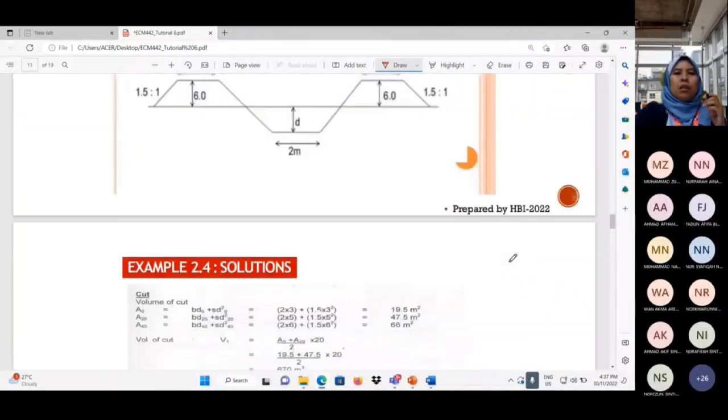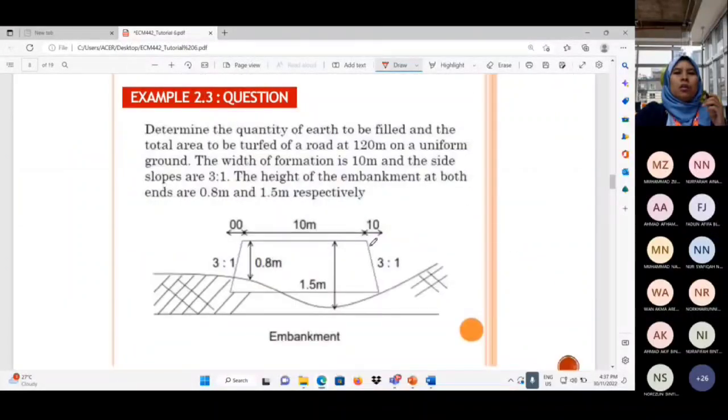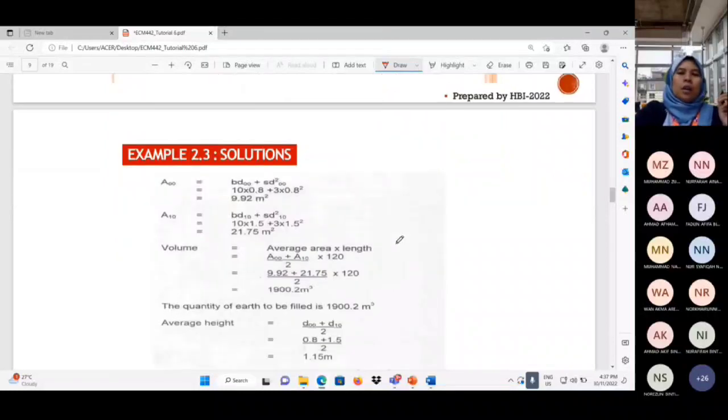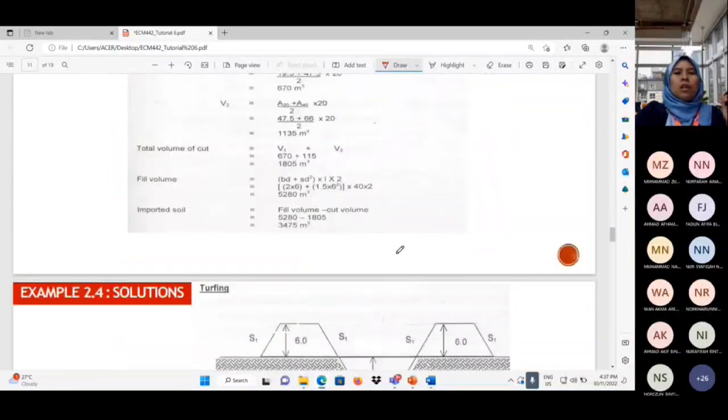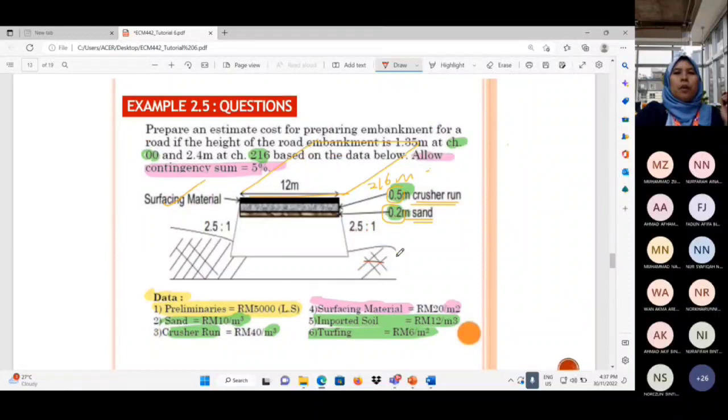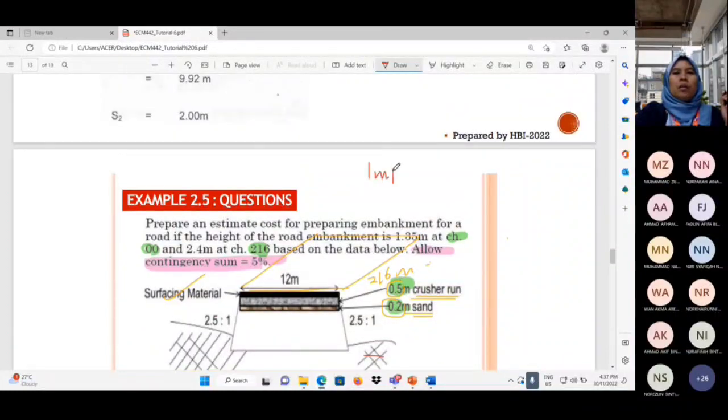For example, number 1 ni basically is related untuk kira kerja-kerja tanah je lah. Alright. Ada juga di mana perkataan import dan export digunakan. So dalam kerja tanah dia ada import and export.